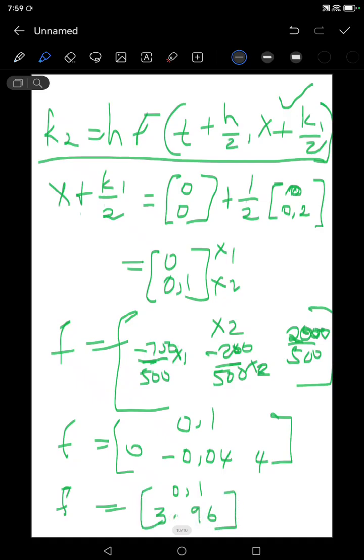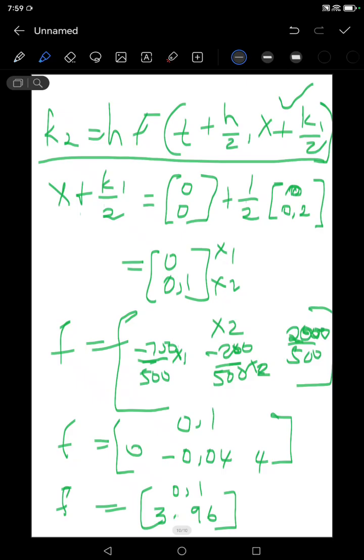And remember, k2 is h f of t plus h over 2, and x plus k1 over 2. Okay, we're just going to calculate k2. So k2 is h multiplied by f. Our f is this 0.1 and 3.96. So it's going to be 0.05 multiplied by 0.1, and then 0.05 multiplied by 3.96, and then we get the value of k2. Okay, guys, and k3 you do the same thing up until k4.